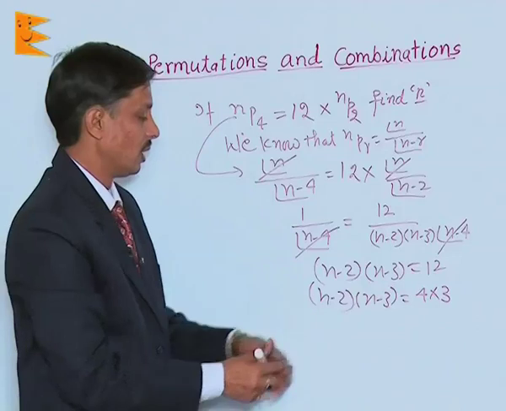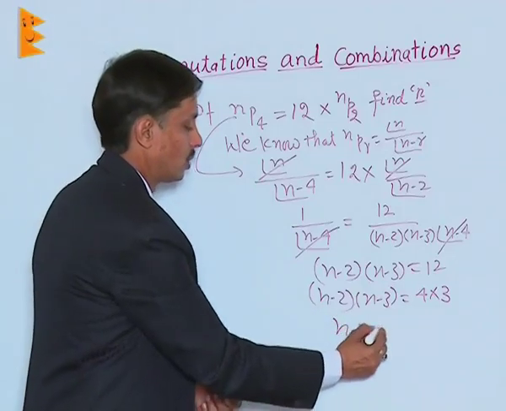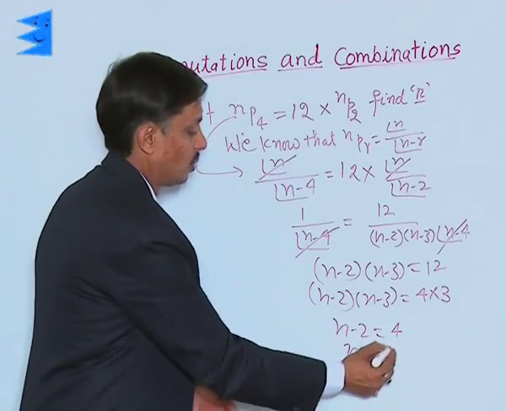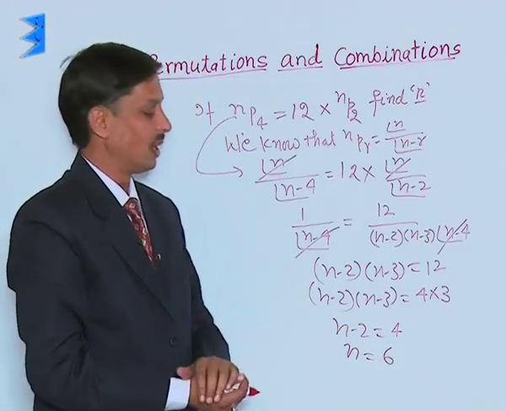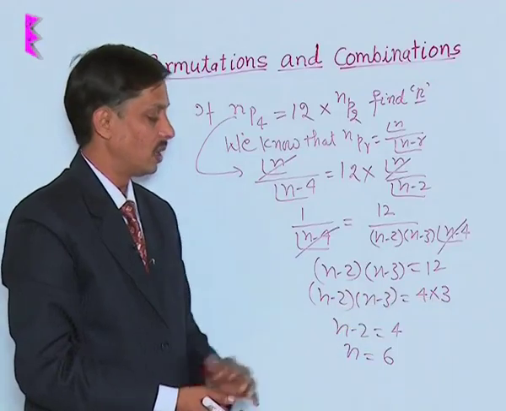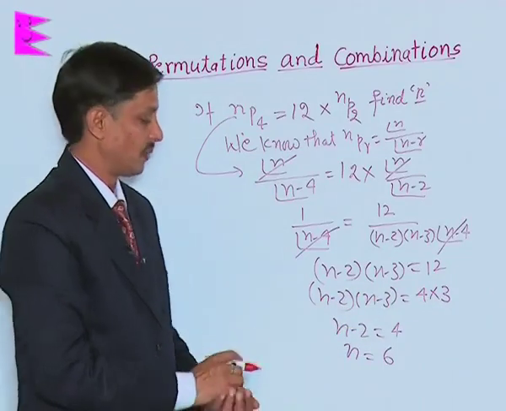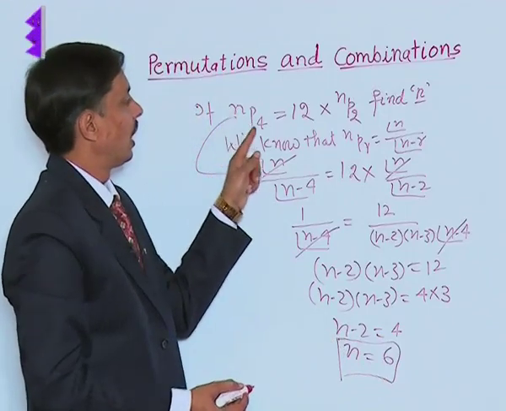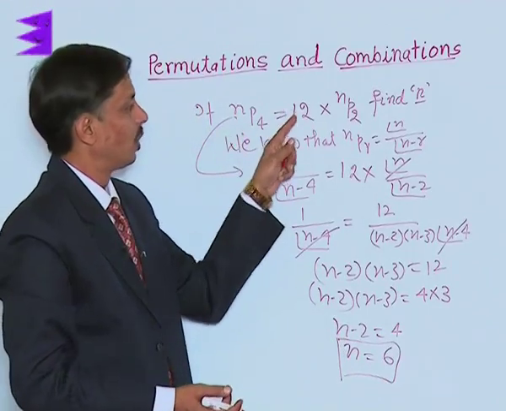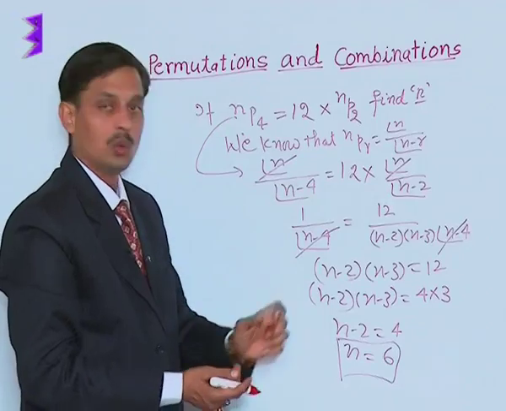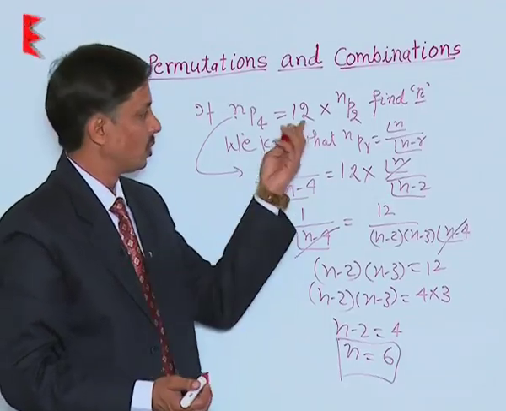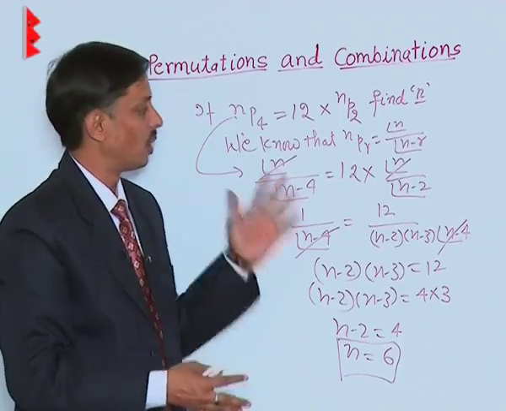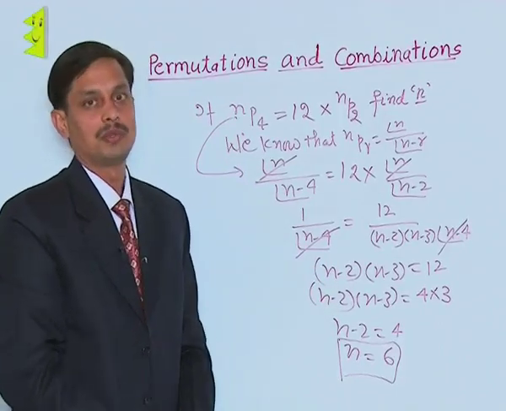On comparing, n minus 2 is equal to 4, so n is equal to 6. Or n minus 3 is 3, so n is equal to 6. Hence at n is equal to 6, the relation nP4 equals 12 times nP2 will be correct. So this kind of application is very much possible to be asked in different problems.